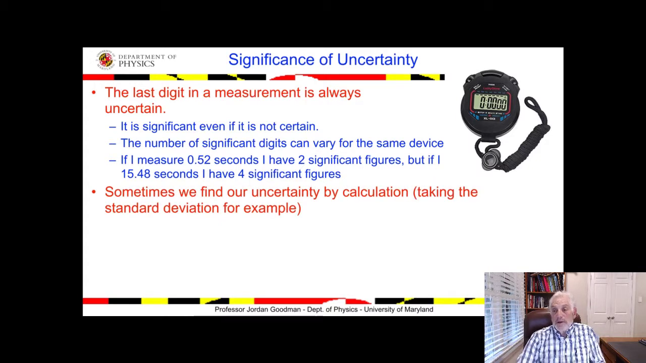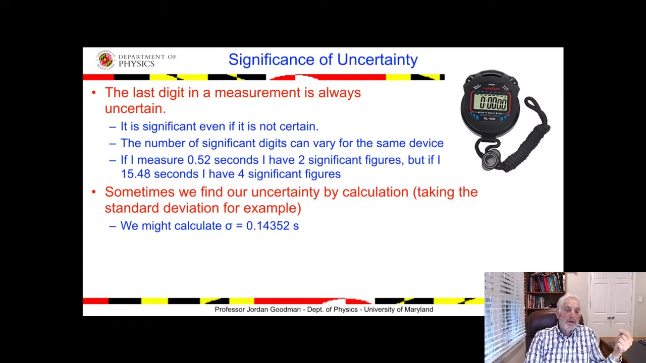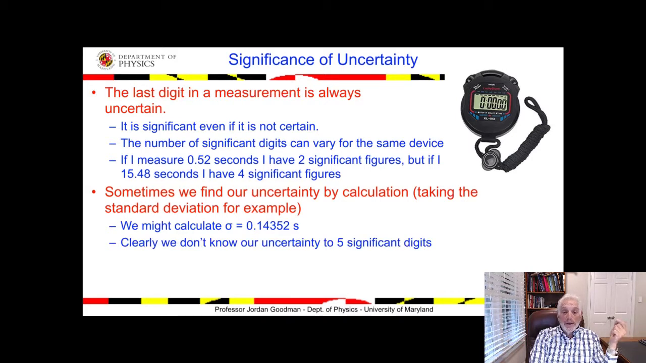Sometimes we find our uncertainty, though, by calculation. You'll do this in some of the labs by taking the standard deviation, for example. So if we take a series of measurements and we take the standard deviation, we might calculate that sigma, the standard deviation of our measurements for the stopwatch, is 0.14352 seconds. We get this number out of the calculation in our spreadsheet, and we go, great. So now we know our uncertainty, but what's clear is that we don't know our uncertainty to 5 significant digits. At best, we know our uncertainty to the order of the uncertainty.